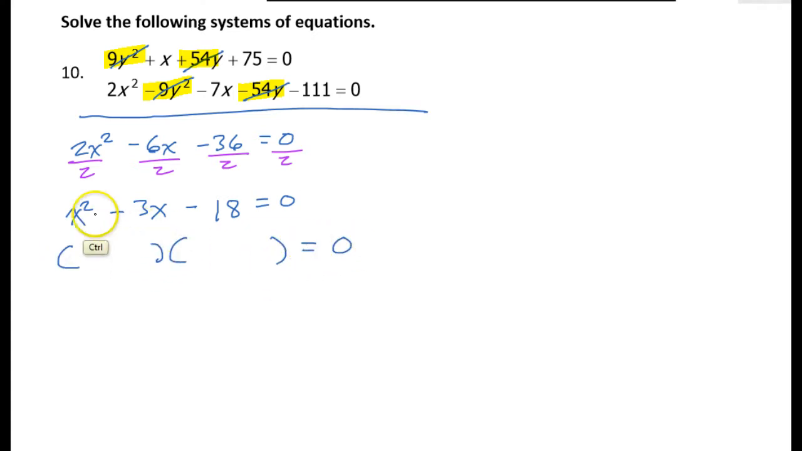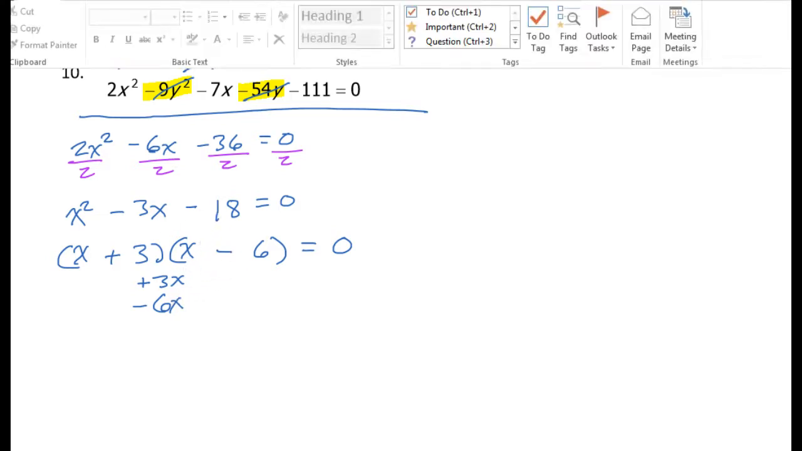Okay, let's solve by factoring. X squared can only be x times x. 18, alright, first thing that comes to my mind is 3 times 6. I could have done 2 times 9, but now I need to look for the negative 3x. Inner, I have 3x. Outer, I have 6x. To make a -3, I need a positive 3x and a negative 6x. So that means this will be positive and this will be negative. Also, 3 times -6 is -18, so that works out as well.